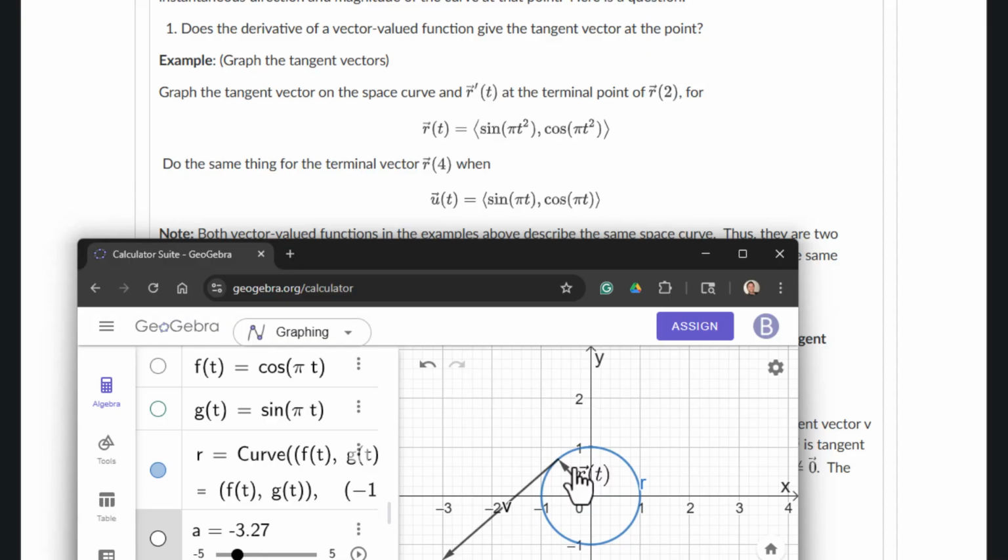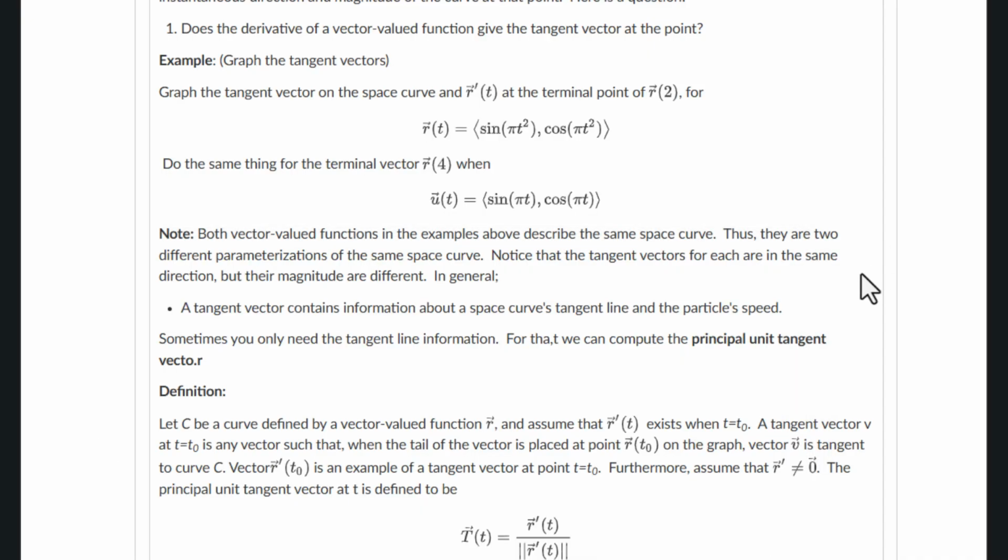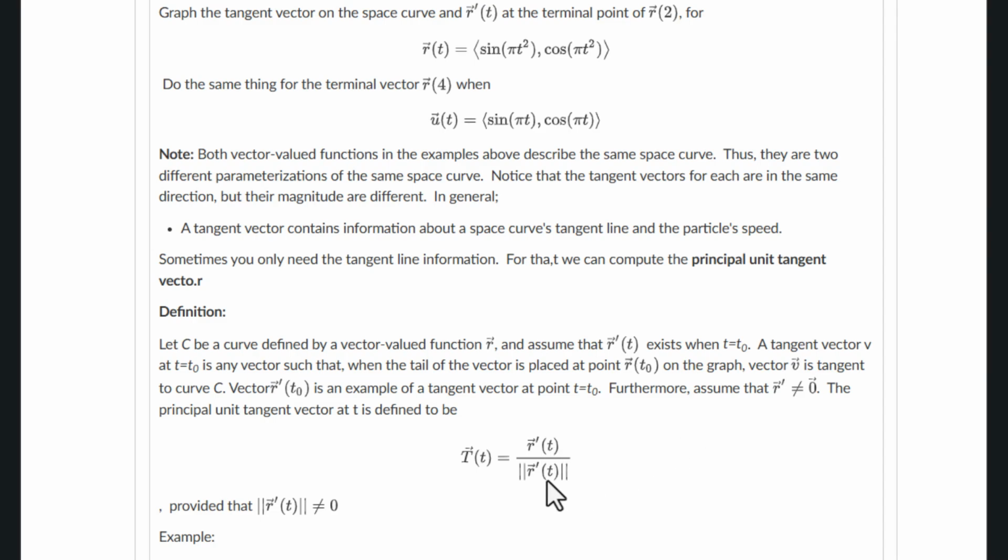What if you were only interested in the curve information and not the speed of the particle? Could you get that information? The answer is yes. You could just normalize the tangent vector by dividing the derivative, or tangent vector, of your vector valued function by its magnitude. This will give you just the tangent direction, not how fast the particle is going. It doesn't really depend on the parameterization. There's one problem you have to avoid: you can't divide by 0.